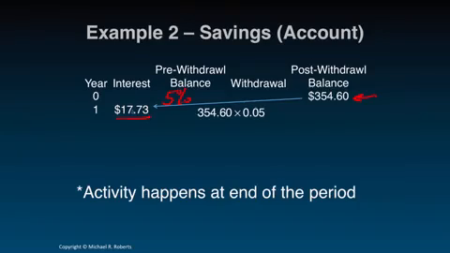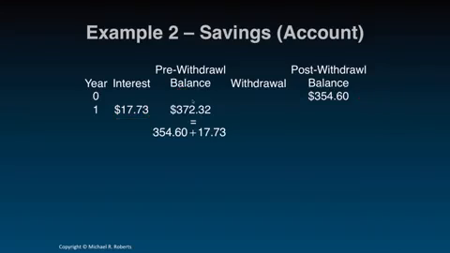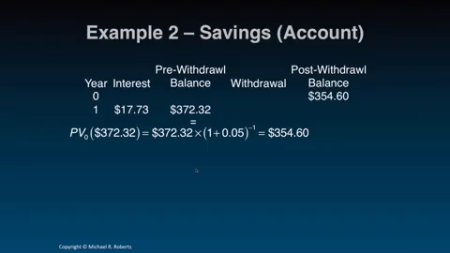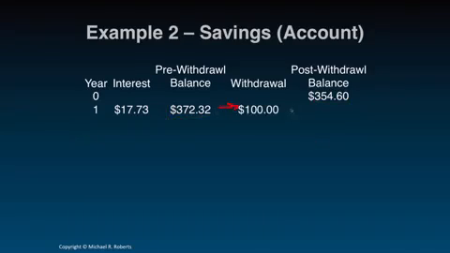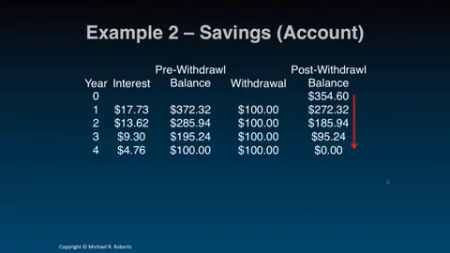So I earn my interest, which is the $354.60 times the 5%. That's going to give me a pre-withdrawal balance of the initial balance plus the interest. But notice that's just the future value of that amount. The $372.32 is our initial balance of $354.60 plus interest. I'm going to pull out $100. That's going to leave me with $272.32 after the first year. And if we continue this process for the next 3 years, 2, 3, and 4, what we see is we're going to exactly exhaust the funds in the account.